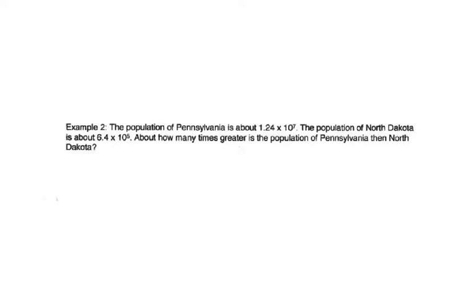So let's see here. The population of Pennsylvania is about 1.24 times 10 to the negative 7. The population of North Dakota is 6.4 times 10 to the 5th. How many times greater is the population of Pennsylvania than North Dakota? This is a fancy way of saying, to figure out how much bigger one is than the other, we would just divide. So we're looking at something like this.